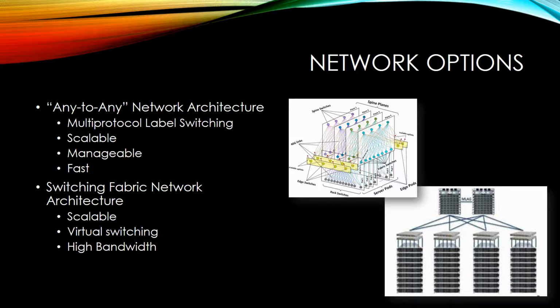Another architecture that a lot of organizations use, this one isn't for Hadoop, this one is actually recommended by IBM for theirs, is a scalable switching fabric network architecture. And it's in the name that it is scalable just like an any-to-any network architecture is. And it is actually also an incredibly fast architecture.